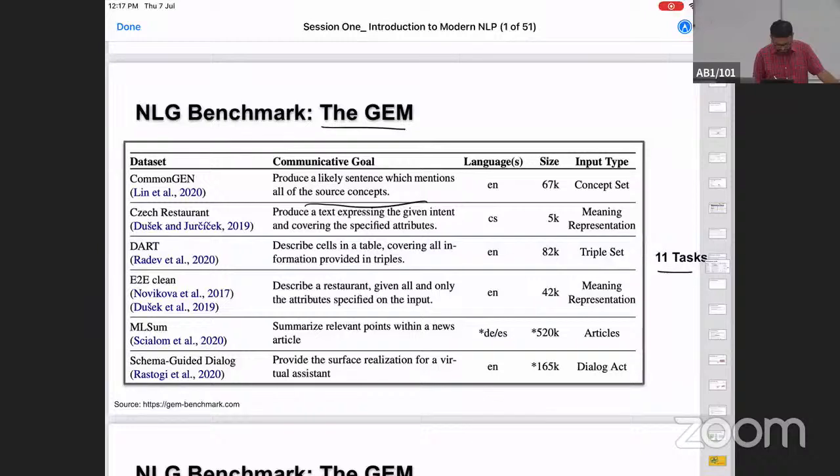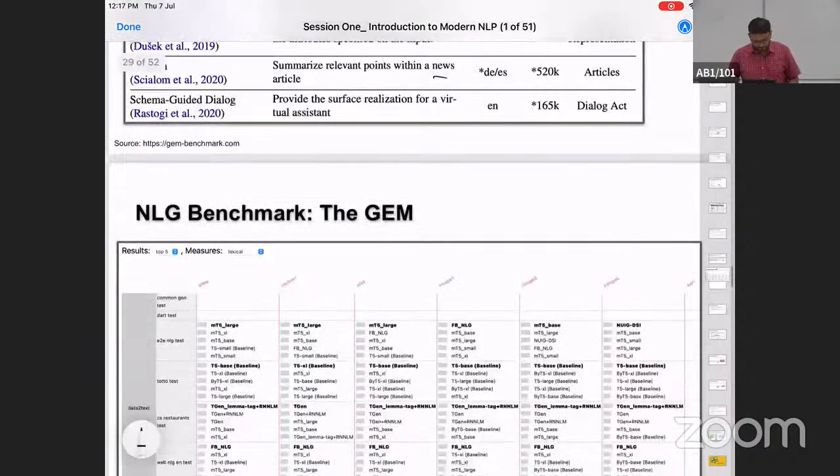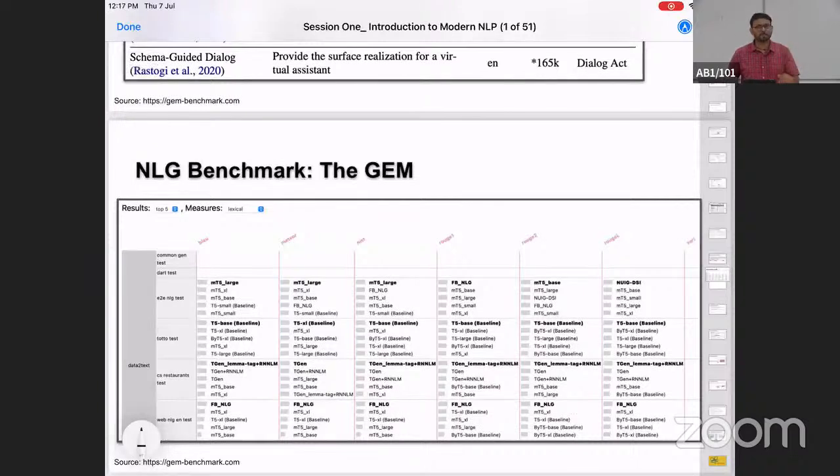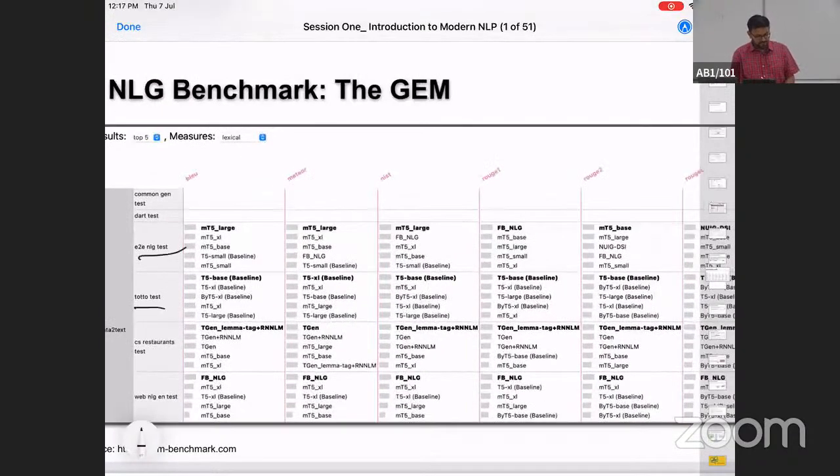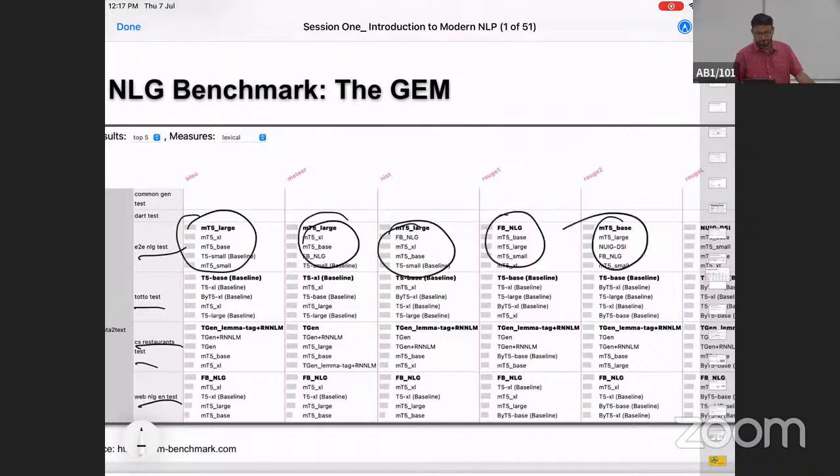Another task could be that you have a news article and you want to summarize it. Again, a very popular NLG task. And if you see their leaderboard, leaderboard means different models which are doing well at different ranks. For each data set, these are different tasks, and they have listed down the top 5 models for each task.